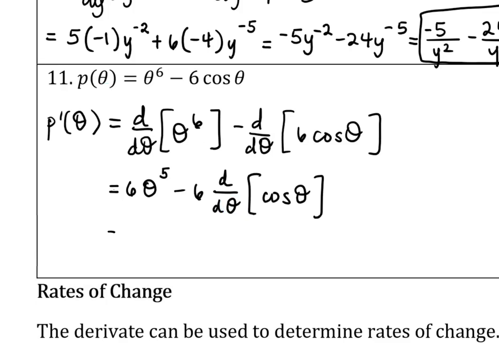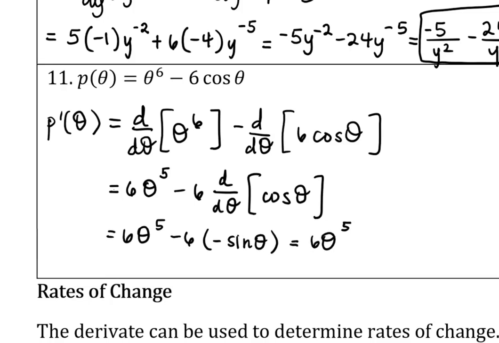Once again, the derivative of cosine is negative sine, so we have 6 theta to the 5th minus 6 times negative sine theta. And the last thing I will do is simplify because we have a negative negative, which will combine to give us a positive 6 sine theta.